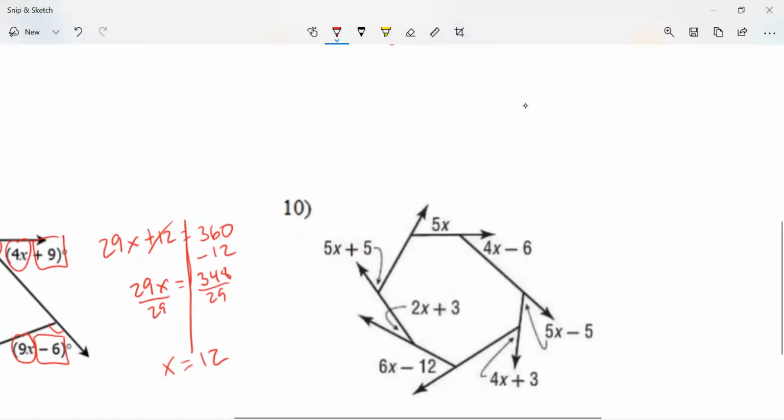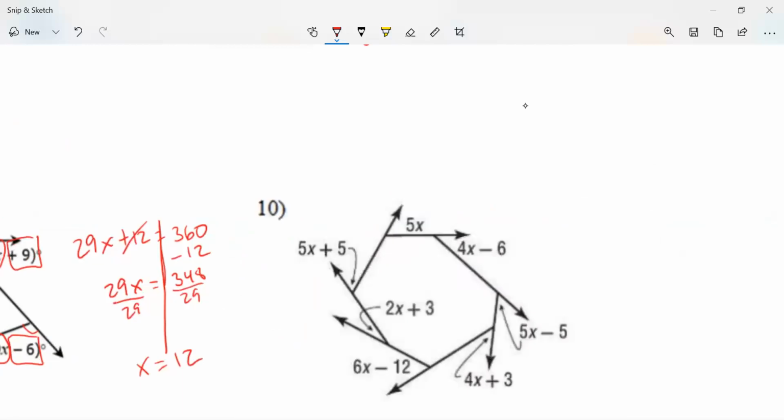What I'm going to do is add them all, because it seems like all my angles are exterior angles. So let me add them all equals 360. To add them all, first let me combine like terms. So 5x plus 5x plus 4x plus 2x plus 6x plus 4x plus 5x. I'm just combining my x's, my like terms. So I have 31x.